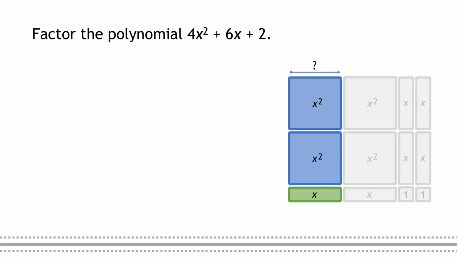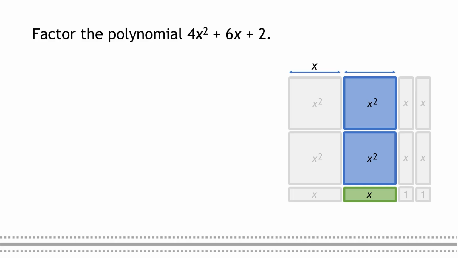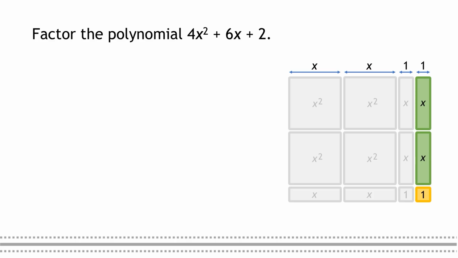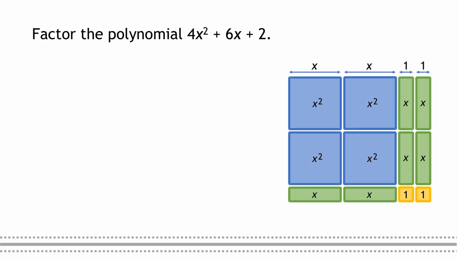In the first column, we have 2 x squared tiles and 1 x tile. What is the length of all of these tiles? X. The second column is identical to the first, so its length is also x. What about the third column? It has 2 x tiles and 1 unit tile. These tiles all have a length of 1. The fourth column is the same, so it's also 1. The total length of the area model is x plus 1 plus 1, or 2x plus 2.